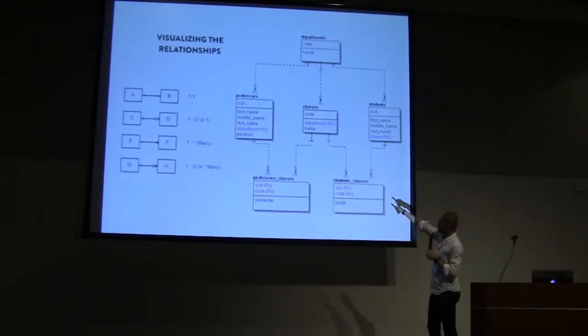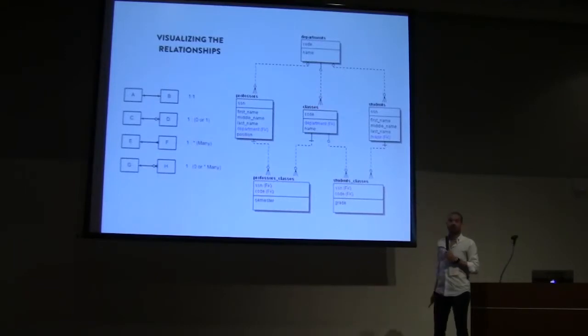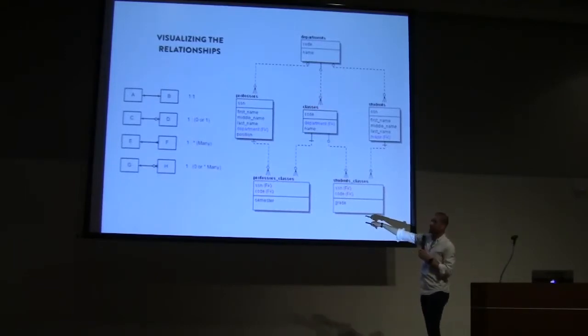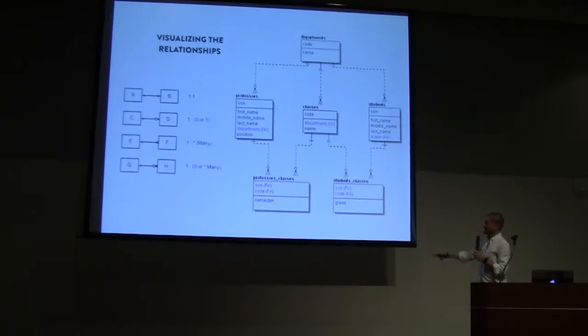So, what do these mean though? Right here are what we call crow's feet, and it just indicates what kind of a relationship they are. 1-to-1, this is 0 or 1. Many is just the actual crow's feet, which is this, 0 to many, and then 0 to many, 1-to-1. Makes sense. So you can quickly visualize those data relationships.